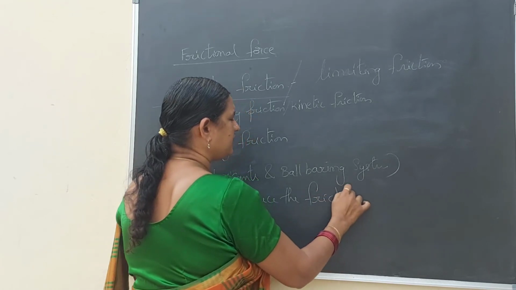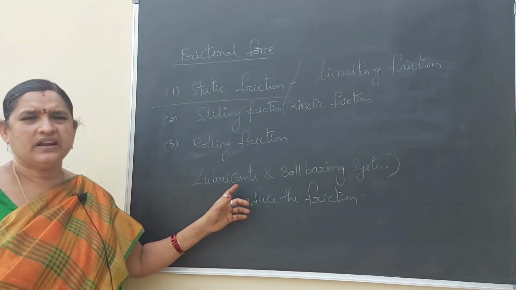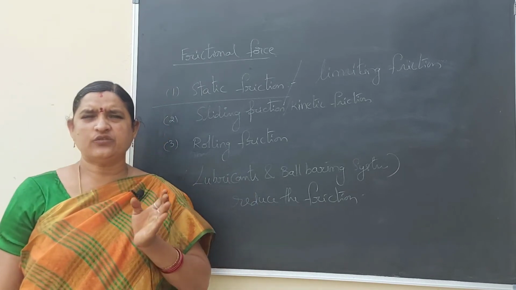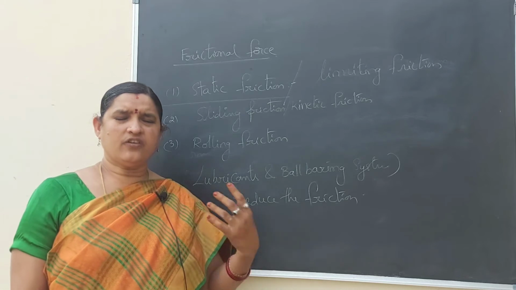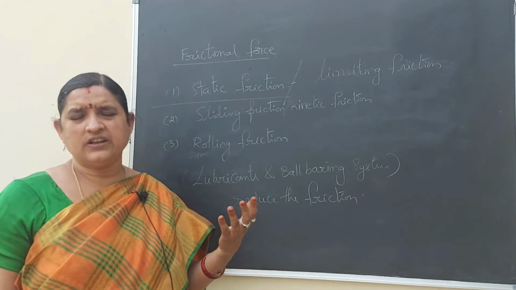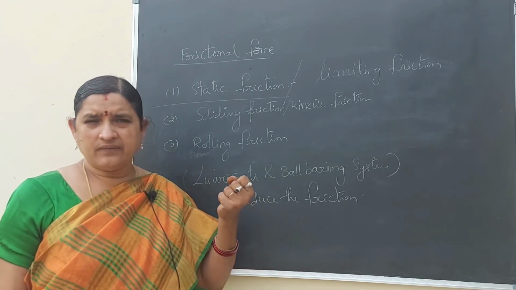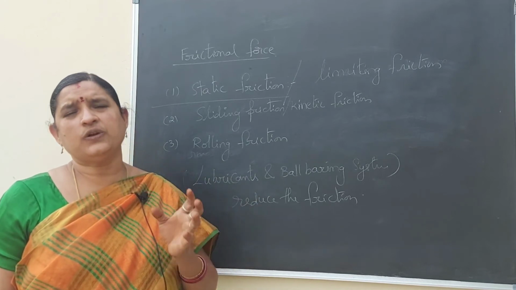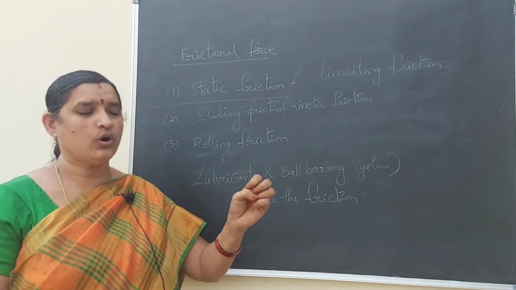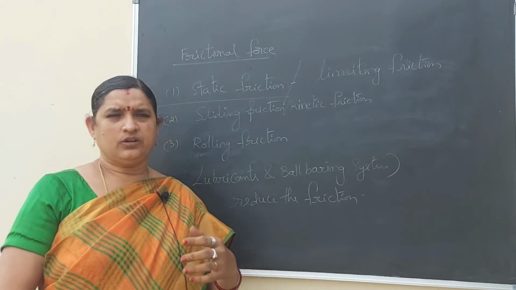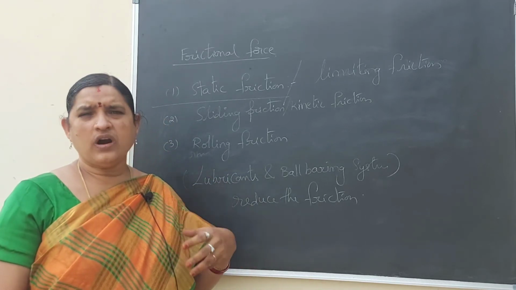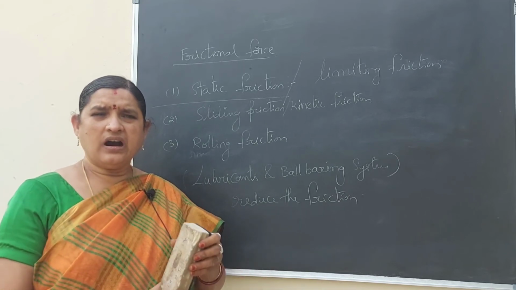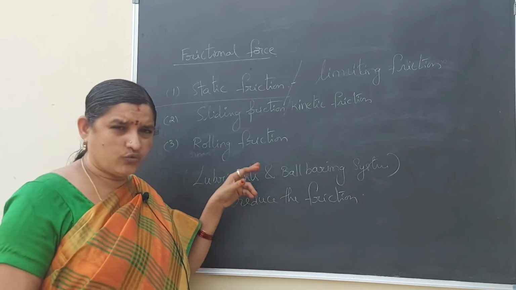To reduce the friction, we use lubricants and ball bearings. Sometimes friction is good and evil also. Friction is good, for we cannot walk on the road without having friction. We cannot lift a bag. For our everyday household activities, we need friction to hold anything, to write, to run, to walk, to jump, to hold, to pick up the bag. All these activities we can do due to friction only.